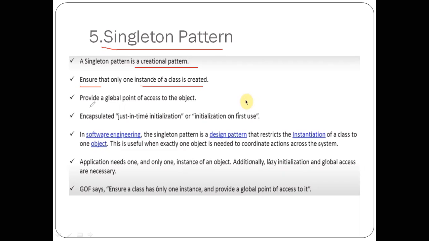And if we see the third point, the singleton pattern provides a global point of access to the object. Whatever object we have created would be accessed through public accessibility. Here we are providing public or global accessibility to that particular object.